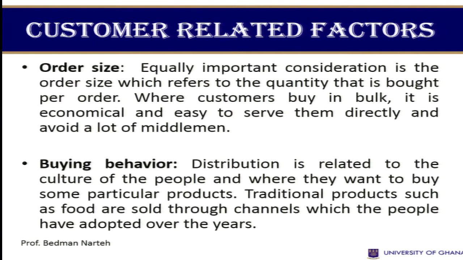Then the other factor is the quantity they buy per time. If they buy in small volumes, for example, people who want to buy milk buy one thing, two things, definitely you can't sell to them directly with your salesman. You have to allow wholesalers and retailers to sell to them, and therefore you'll be using a longer channel. The buying behavior too is the way people behave when they want to buy certain things. For example, traditional products such as food are sold through channels which people have adopted over the years. No matter what you do, people don't want to buy cassava from the shopping malls, because traditionally that is not how they are used to buying cassava.